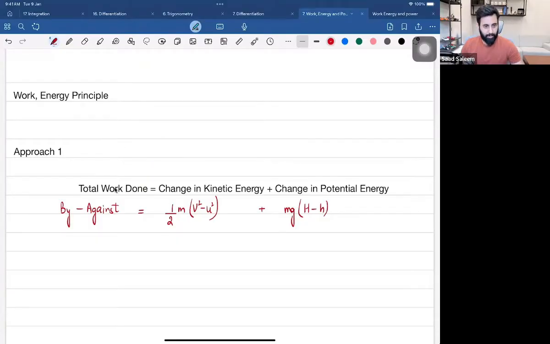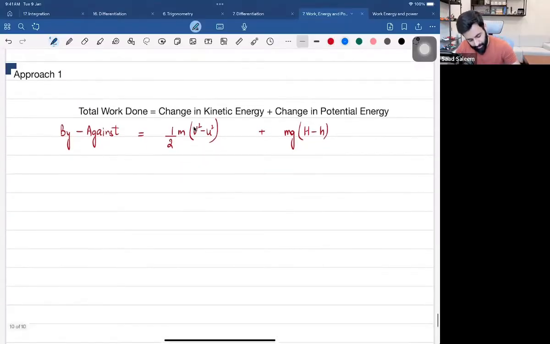And with the help of this, we're going to be solving some questions. So we'll start with some easy questions and then gradually increase the difficulty level. So here I have a fairly easy question. It's a past paper question, which we're going to solve using the work energy principle.